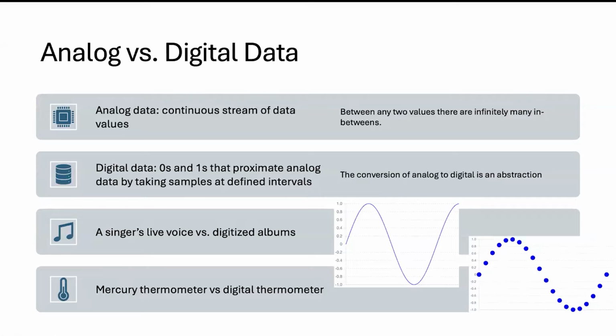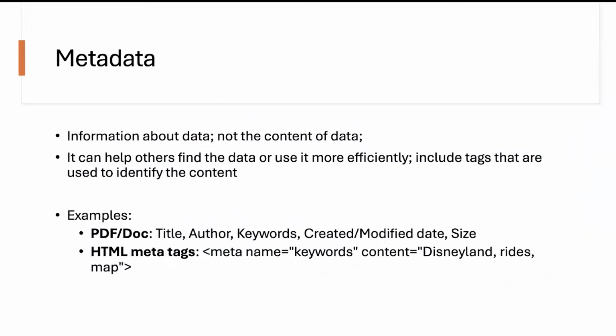This is called abstraction. Some other examples of analog versus digital: what I'm talking about here is continuous voice versus what is saved on the computer, which is digitized. I don't know whether you're still using this kind of mercury-based thermometer, where the height of the mercury will change based upon your temperature, versus a digitized thermometer.